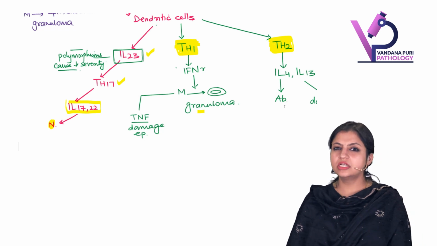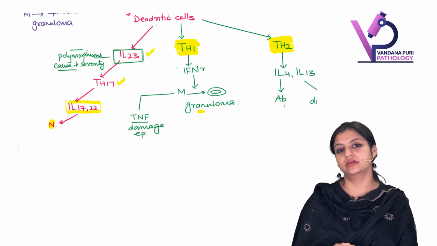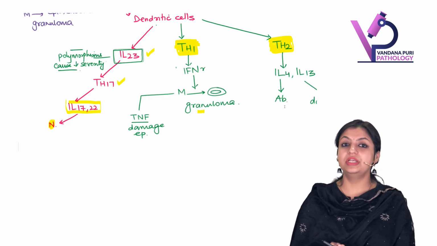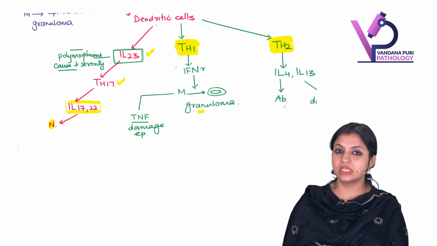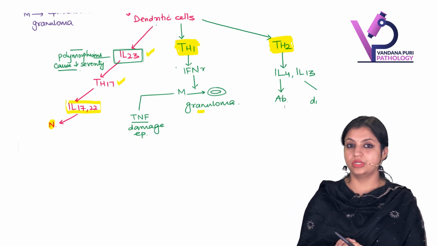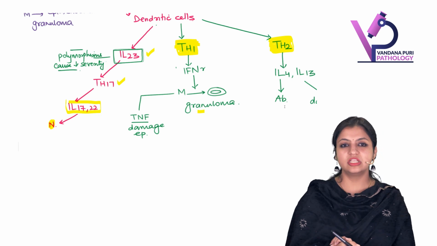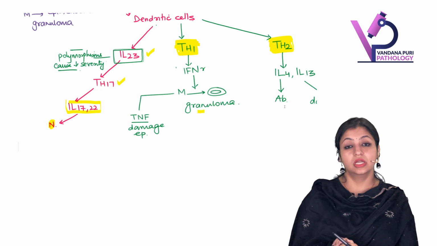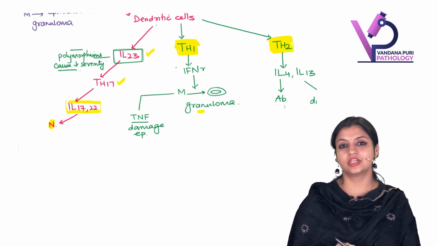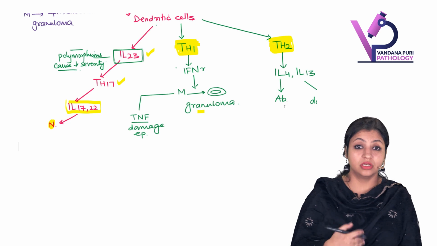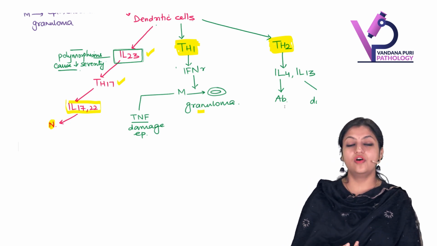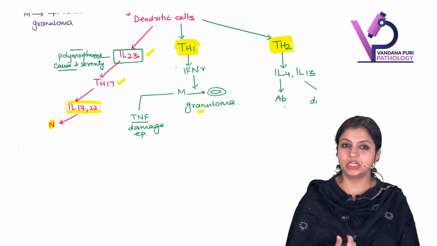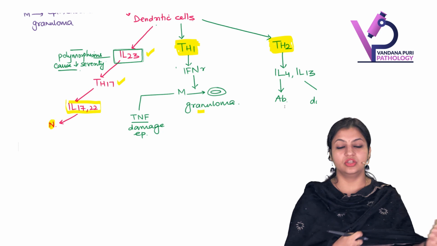Suppose interleukin-23 is mutated, there is a polymorphism of interleukin-23, then what will happen to the severity of IBD? It will be decreased. You understand why? Because if interleukin-23 is mutated, it will not activate TH17. No TH17 means no interleukin-17, no interleukin-22, means no neutrophils, no cryptitis, no damage to the crypts, no alterations of the crypt architecture. It will decrease the severity of inflammatory bowel diseases. So polymorphisms of interleukin-23 will decrease the severity of the disease.